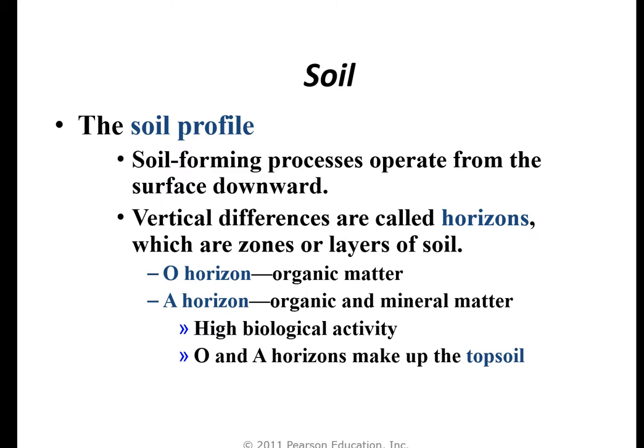Let's look at the soil profile. A soil-forming process operates from the surface downward, and the vertical differences are called horizons, which are zones or layers in the soil. The O horizon is the organic matter. The A horizon is the organic and mineral matter. It has a high biological activity, and the O and A horizons make up the topsoil, the very top layer of the soil.